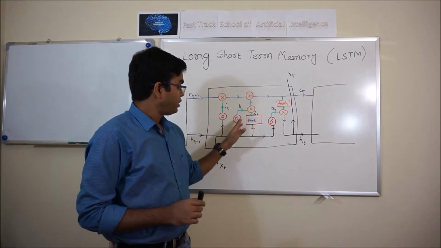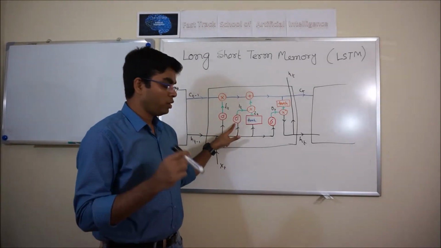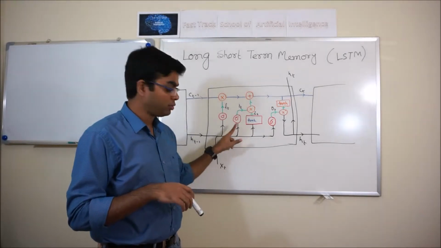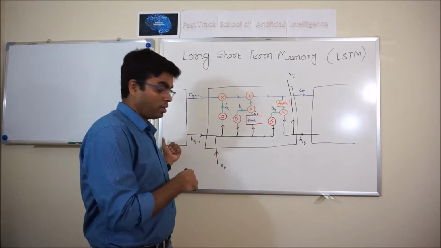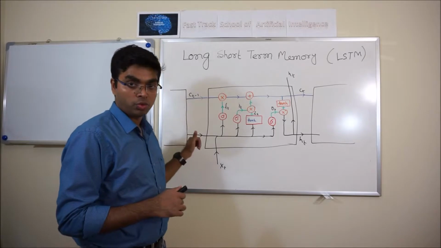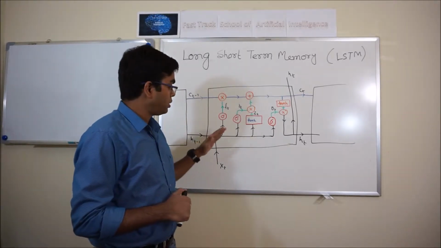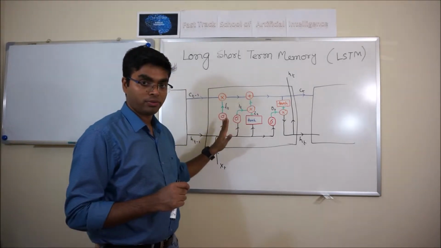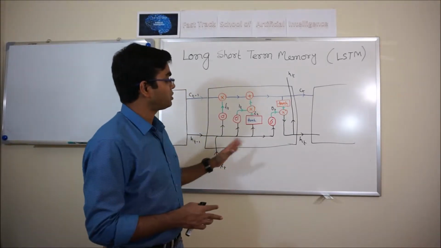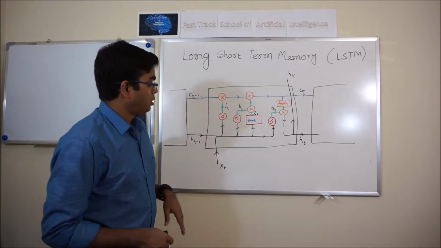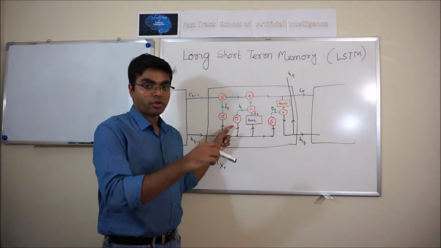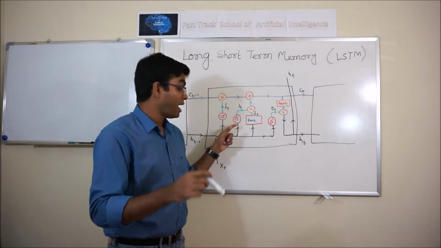If this gate produces a value of 0 for a particular piece of information from the current state and the previous module's output hidden state, that information would be suppressed right here. If it is 1, that means it would be passed in full. This gate will produce a sequence of values between 0 and 1, as this is sigmoid.